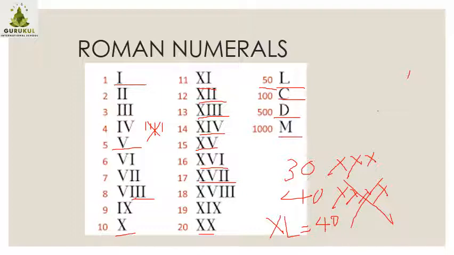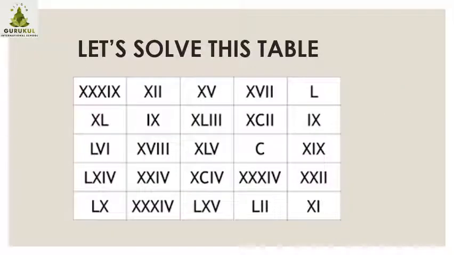Okay, so next. Now let's solve this table for fun. Now let us see whether we have understood this. Okay. So this is what? 3 times X. X means what? 10. So 3 times X means 30. 10 plus 10 plus 10, 30. Then IX. As I said, X means 10. Here if it is written minus 1, so it becomes 39. Correct? 39.